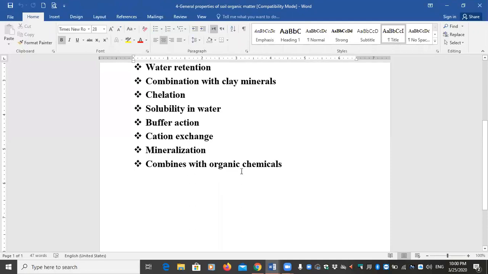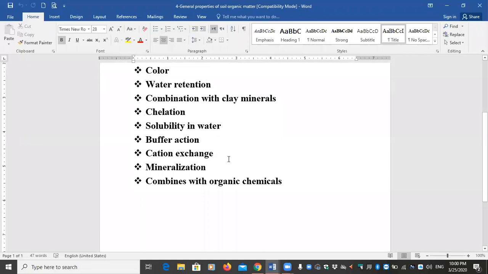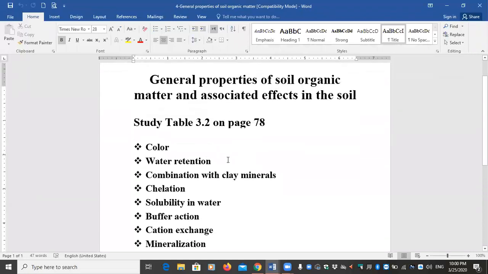Combines with organic chemicals. Yes, remember we said earlier in the first slide that it has reactions with organic chemicals. These organic chemicals can come from what the farmers use as herbicides, insecticides, or they can be waste coming to the soil from different sources.